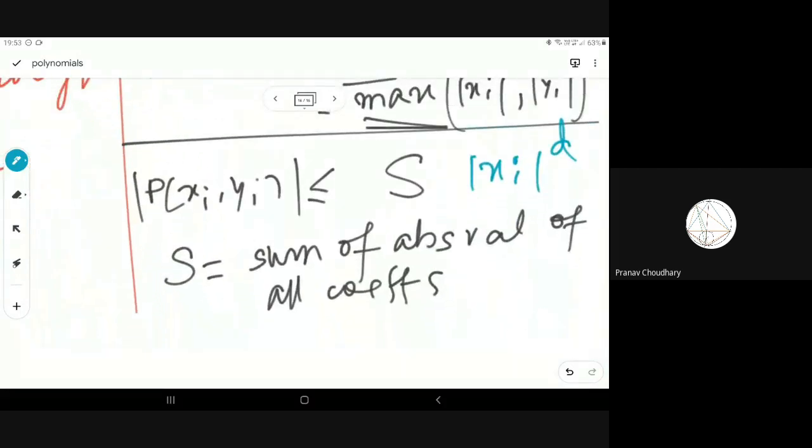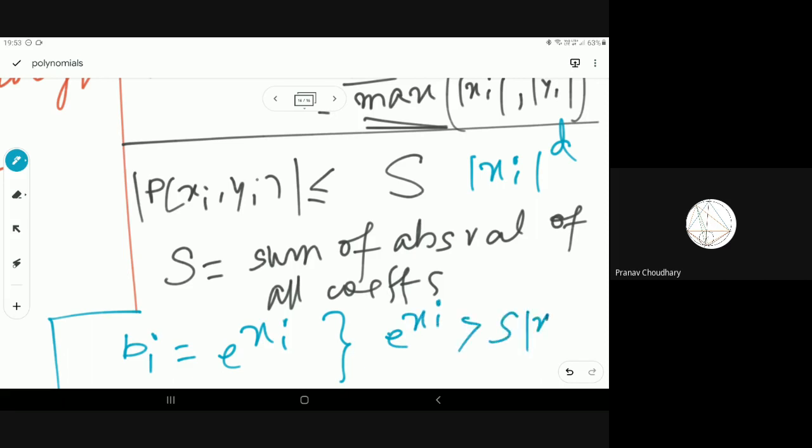Now we choose b_i wisely. Basically just choose b_i equals e to the x_i. That just works, I think. So now you would want e to the mod x_i to be greater than that bound. For large enough x_i, this inequality holds, so the problem statement cannot be satisfied.